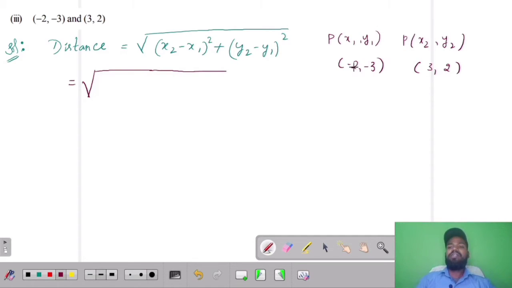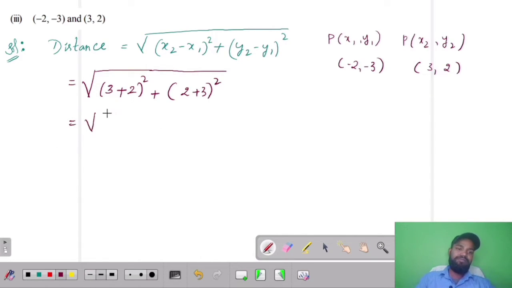So what is the x2 value here? The x2 value is 3. 3 minus, what is the x1 value here? Minus 2. Minus into minus becomes plus, right? Plus y2 value, which is 2, and y1 value, which is minus 3. Minus into minus becomes plus. Are you clear? Right. So next, 3 plus 2 whole square. 3 plus 2 is 5. 2 plus 3 is 5.